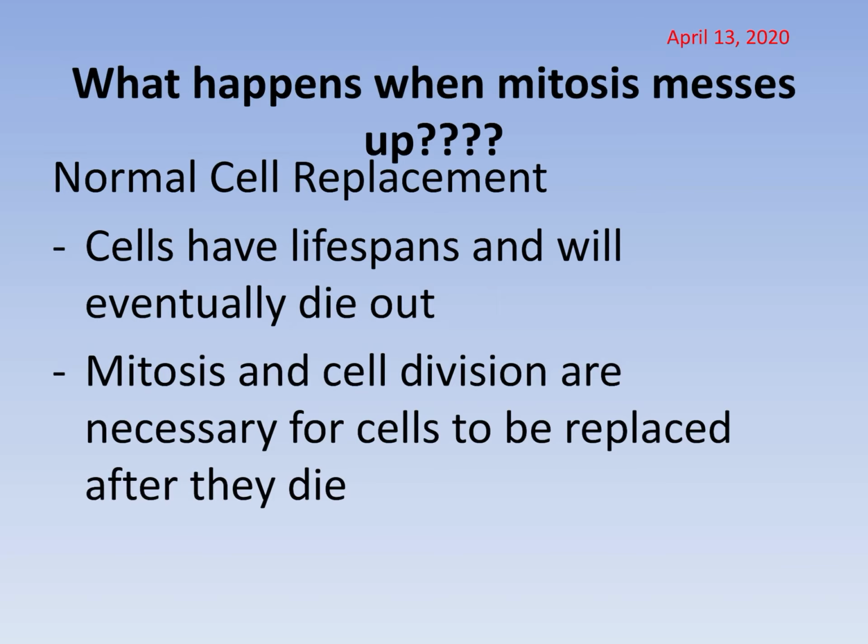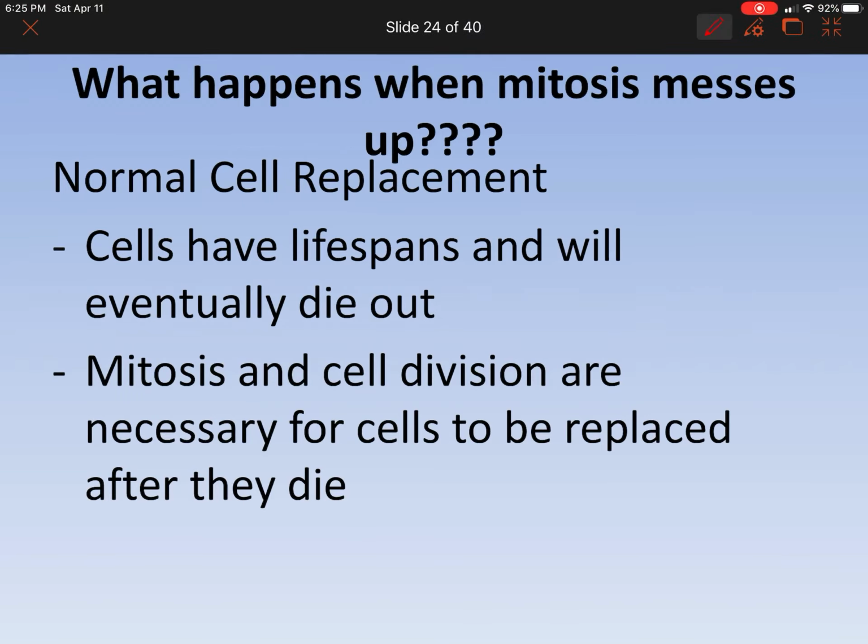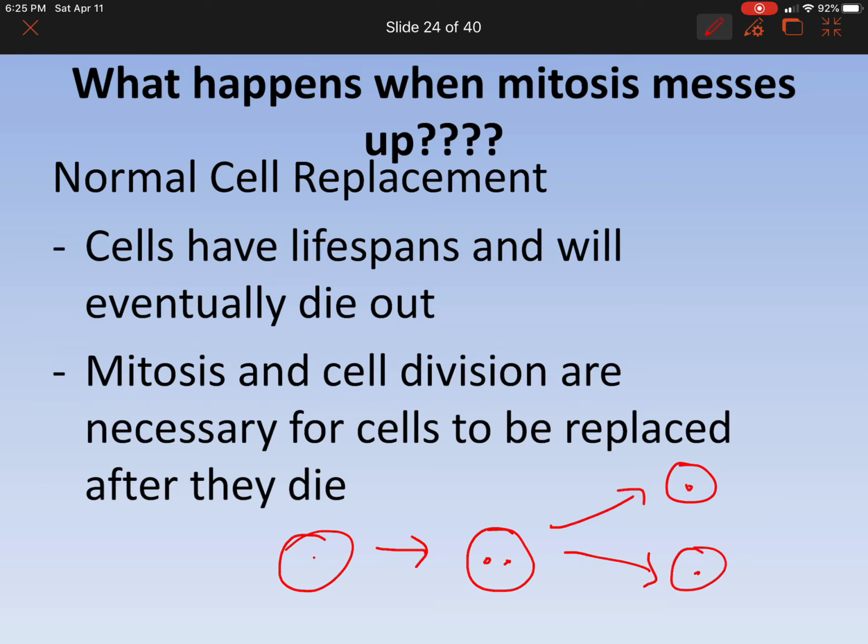So normal cell replacement, we know that cells have lifespans and they're eventually going to die out. Now mitosis happens and cell division, and that's what's necessary for them to replace themselves. Just as a review, remember we've got our mitosis, and then it is multiplying, right? So the nucleus copies, and then we have our cytokinesis where it's going to divide into the two cells.